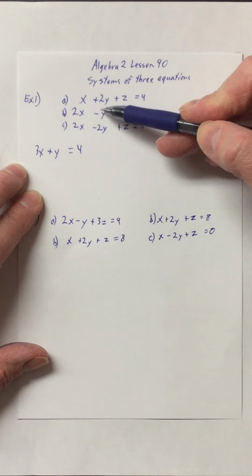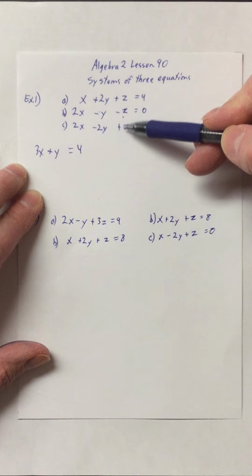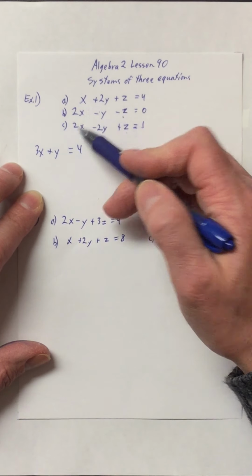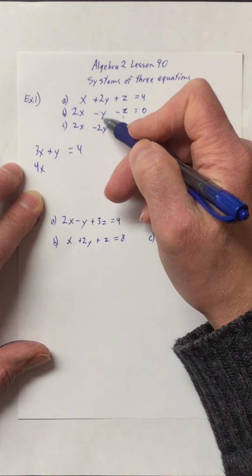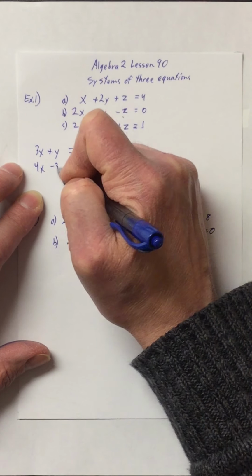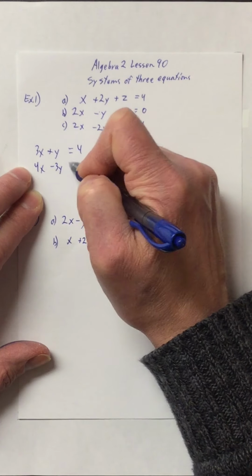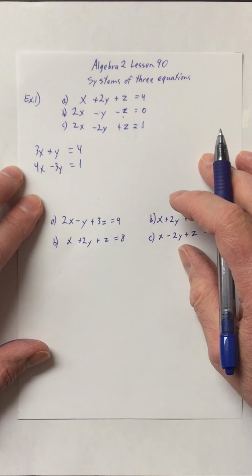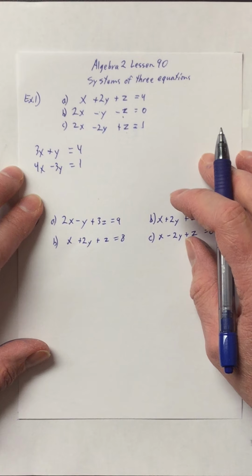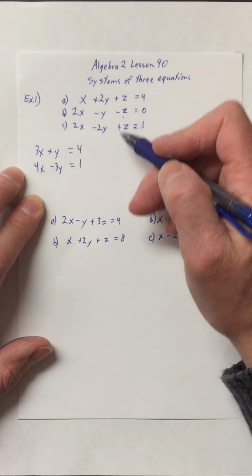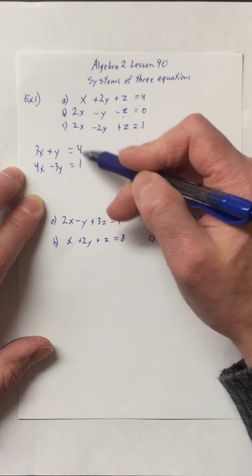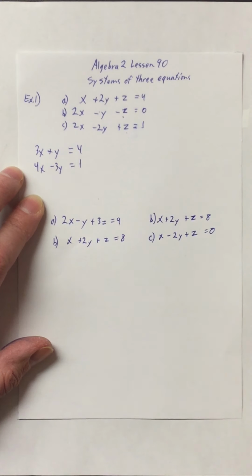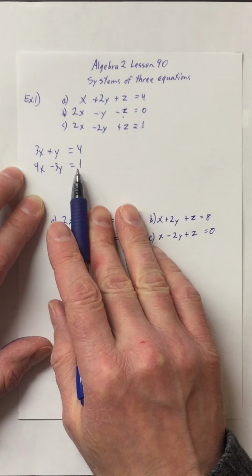Then if you look at equation b and c and add those together, those z's also cancel out. So let's add those. 2 plus 2 is 4x, negative 3y, and then the z's are gone, and that will be equal to 1. So what we've done is we've eliminated one of the variables. Now we just have 2 left, and we want to eliminate one of those.